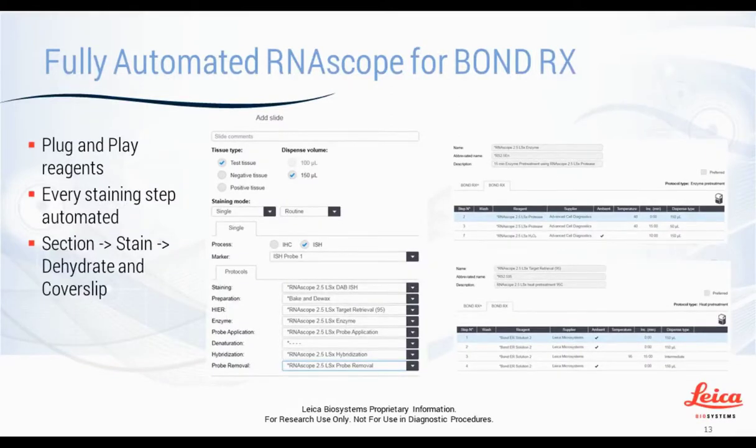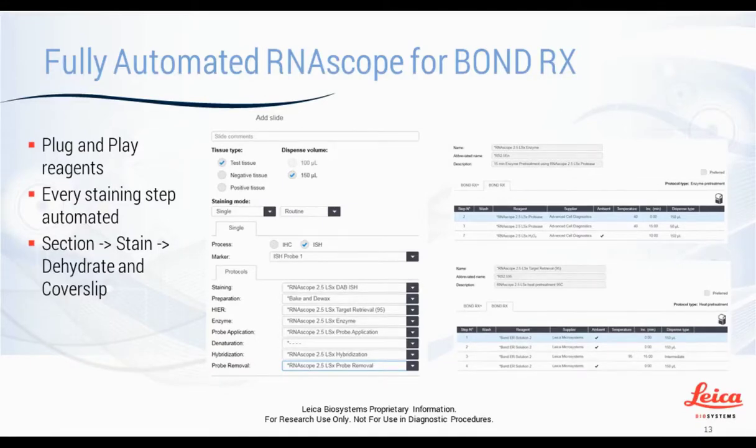The key with automation isn't just about automating the steps of staining, but it's also making the interactions with the system simple and enjoyable for you, the user. That simplicity, though, can't be at the cost of flexibility, especially for researchers who require the freedom to optimize.